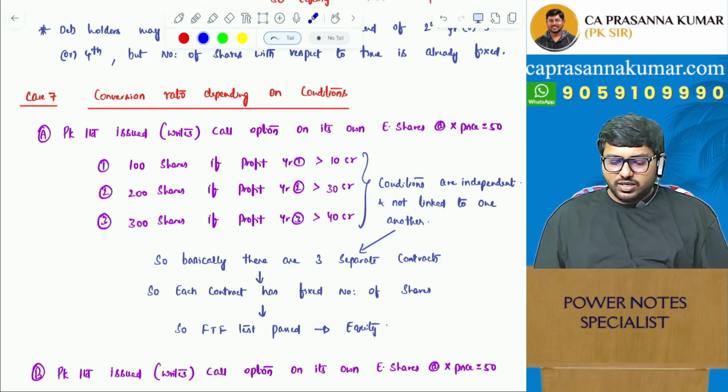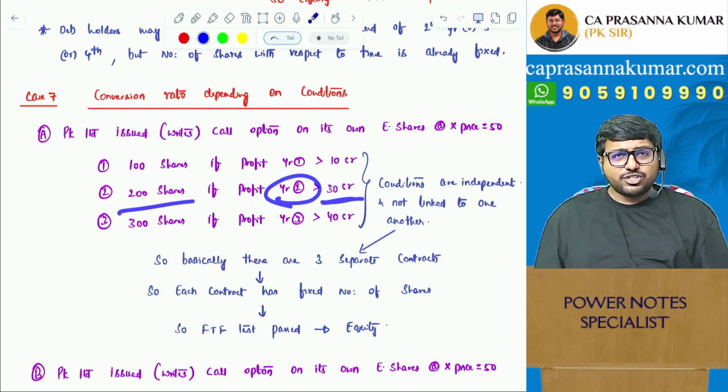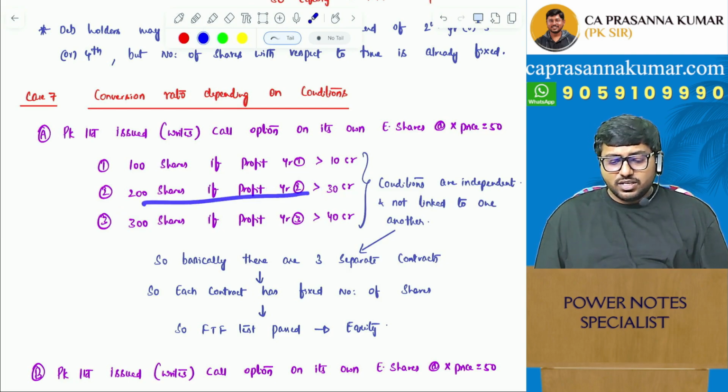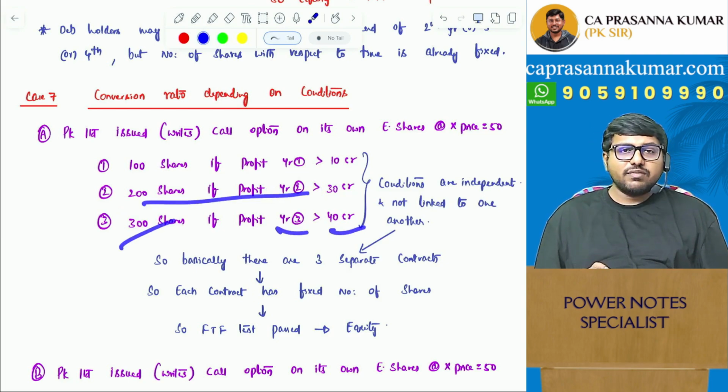You got the point? Suppose in year 1, your profit crossed 10 crore, then you will give 100 shares. It doesn't matter what's going to happen in year 2, doesn't matter what's going to happen in year 3. Suppose in year 2, 30 crores you have crossed, you will give 200 shares. If it did not cross, you will not do anything. Suppose in year 3, if it crossed 40 crores, then you will give this. You understand the point?